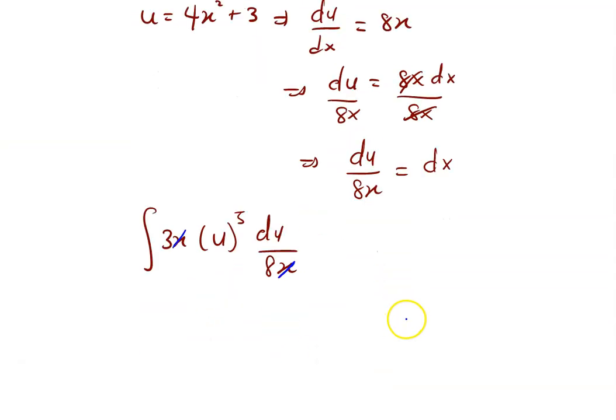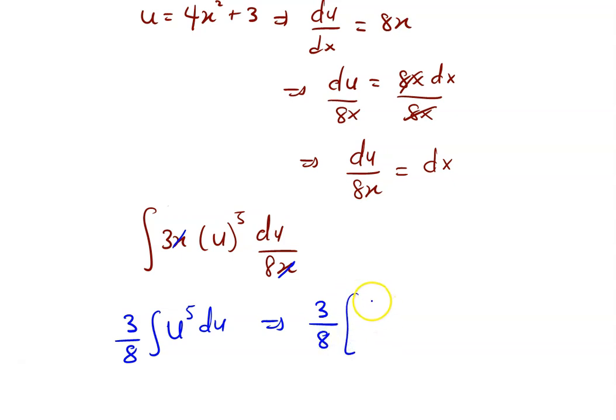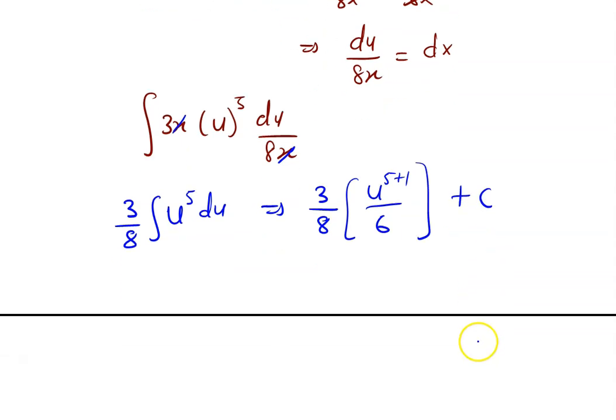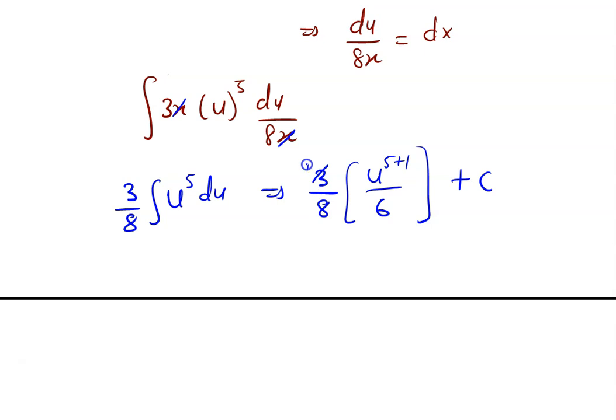And once they cancel, we are going to get 3 on 8 integration of u exponent 5 du, right? And integrating this u exponent 5, what do I get? We can get 3 on 8 into brackets u exponent 5 plus 1 divided by 6, right? Plus c. And 3 cancels here 1, 3 cancels here 2. So at the long run, I'm going to get u exponent 6 all divided by 16 plus c.